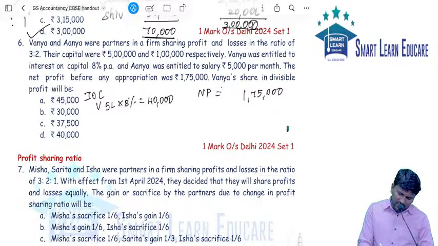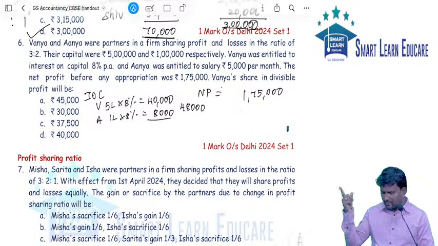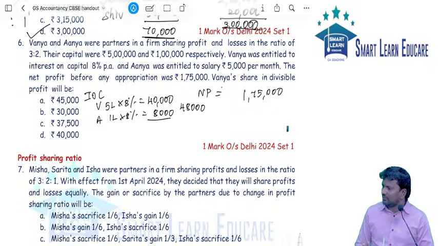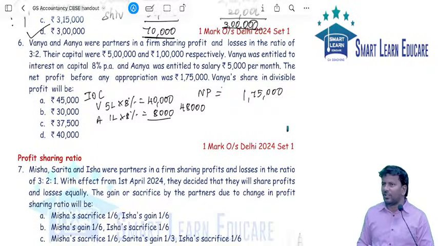Similarly, for partner A, interest on capital on 1 lakh, 1 lakh into 8% will give you 8,000. In total, to pay interest on capital, how much is required? 48,000 is required. Net profit is 1,75,000. Profits are sufficient or not sufficient? Profits are sufficient. What we need to pay is only 48, but the available profit is 175. So definitely profits are sufficient.